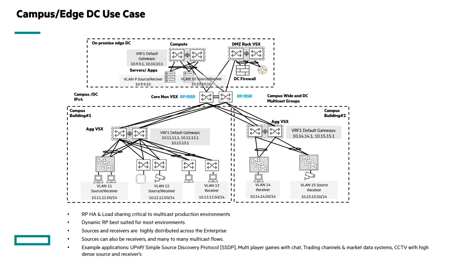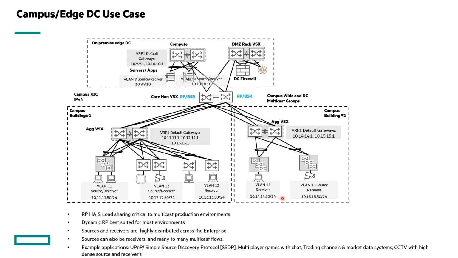Let's now take a look at some use cases. In this typical campus with an Edge DC, we have deployed an RP BSR scenario using PIM bidirectional. Typically, RP HA and load sharing is critical to multicast production environments, and that's what we've done here. Dynamic RP, as shown here, is best suited for most environments. And here we see that sources and receivers are highly distributed across the enterprise.